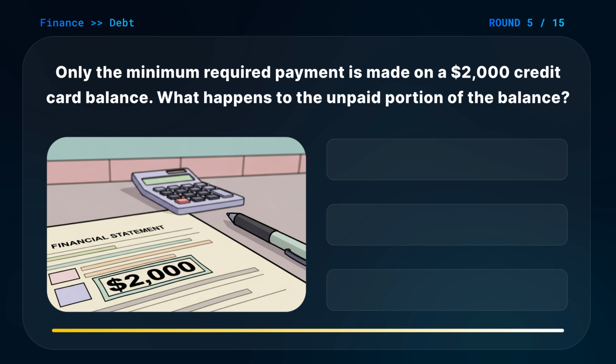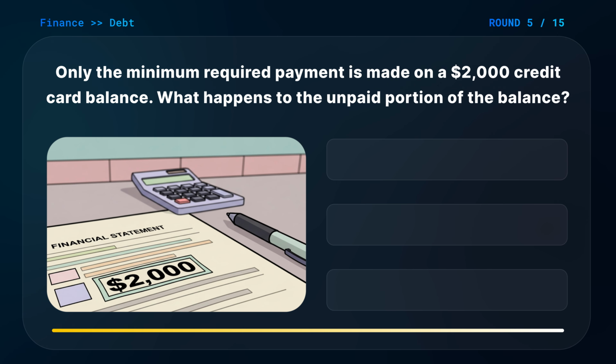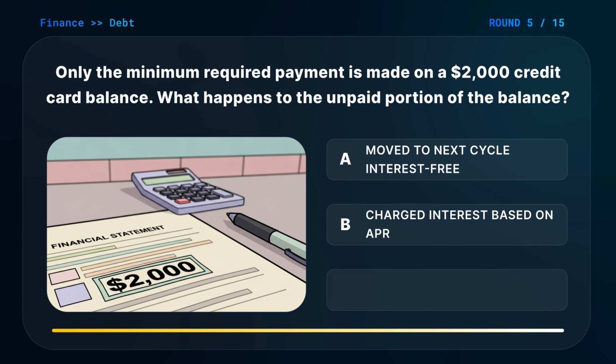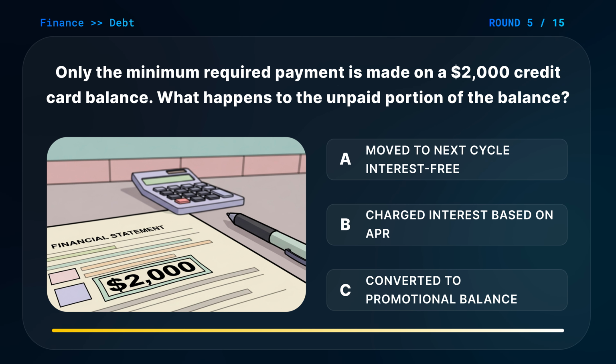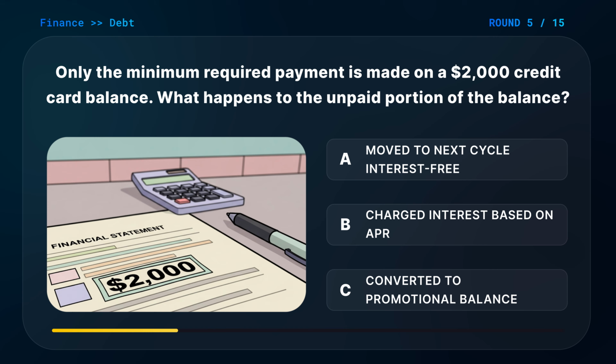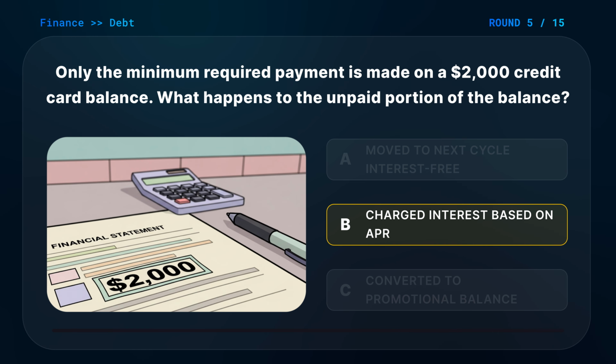Here's a good one. You make only the minimum required payment on your $2,000 credit card balance. What happens to the portion of your balance not covered by the minimum payment? A. It is moved to the next billing cycle interest-free. B. It is charged interest based on the card's APR. Or C. It is converted into a zero-interest promotional balance. The answer is B. It is charged interest based on the card's APR.